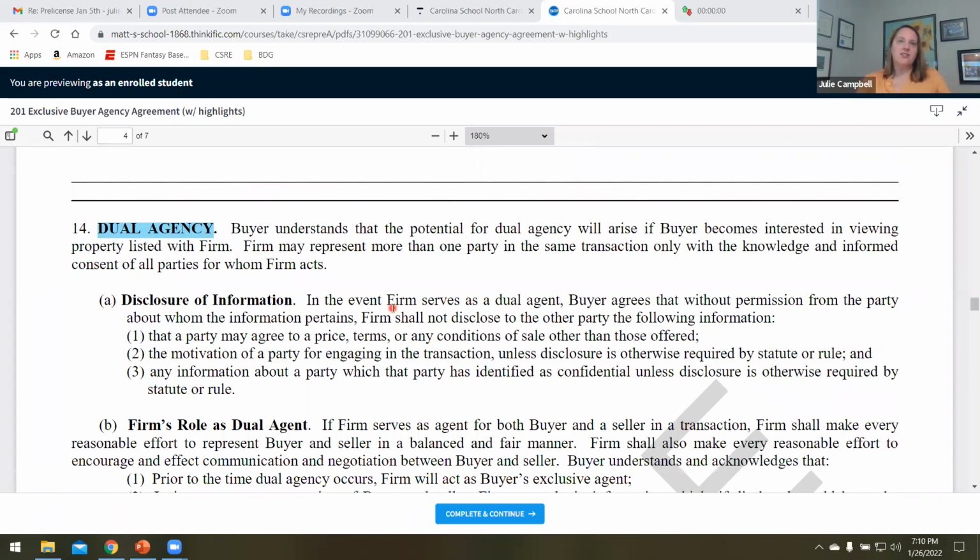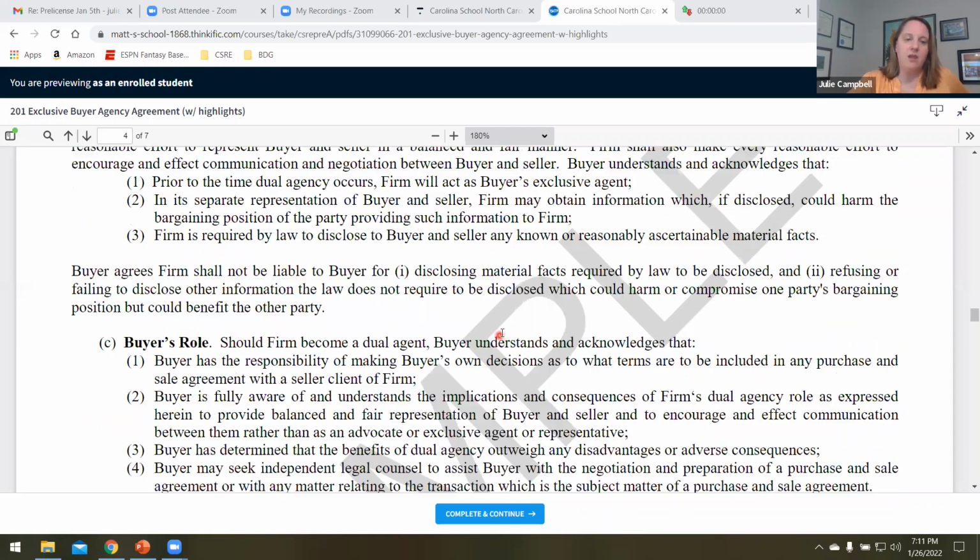Here is dual agency as explained to the buyer. So we saw dual agency as it was explained to the seller in the listing agreement. Here's yet another good opportunity for you to review dual agency, and see how we can explain it to the buyer. Again, use the forms to help put words in your mouth.